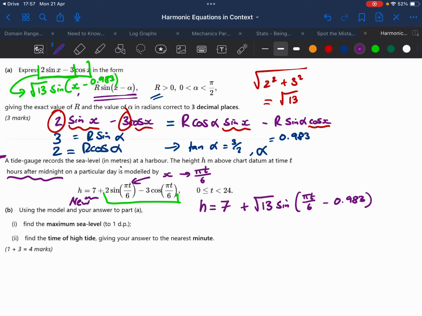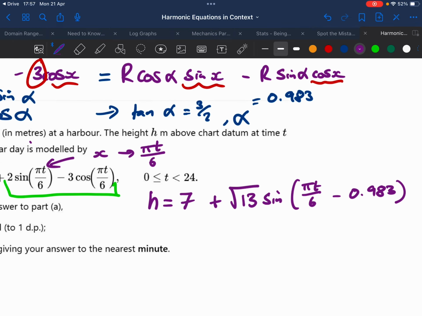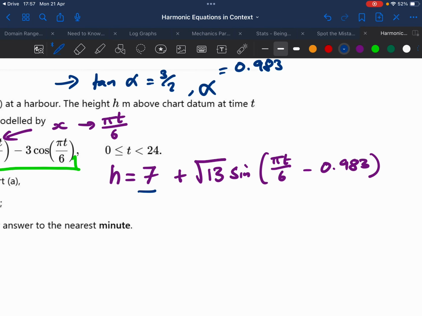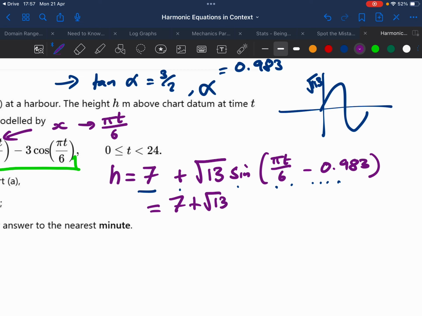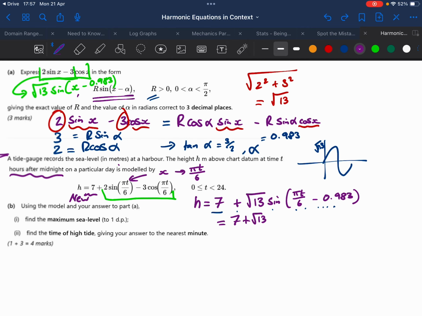So use your model and your answer to find the maximum. Well, what's the maximum? If you have 7 and you add on some kind of sine graph, a sine graph normally goes up to 1, doesn't it? But because of the root 13, this sine graph now goes up to root 13. This bit just changes what happens in the x direction, so that's not really too important for the first part. So the height is just 7 plus root 13. That's the new maximum height. The new minimum height would be 7 minus root 13.